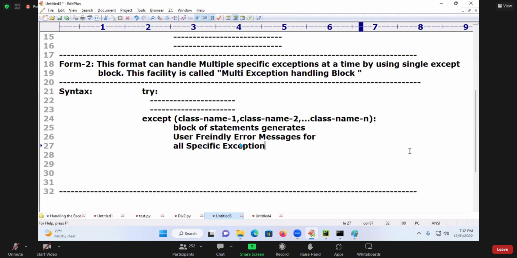User friendly error messages for all specific exceptions. At any point of time, students, only one exception will match.